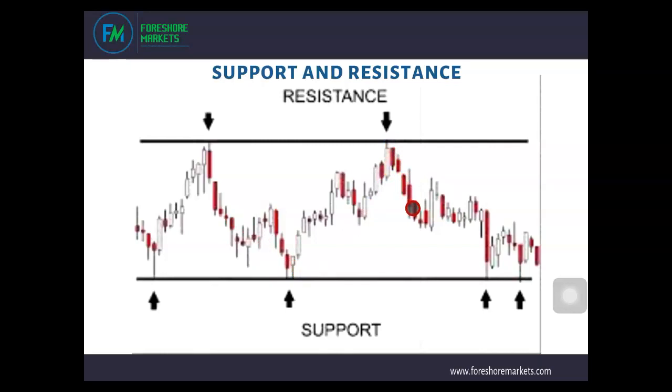To form your resistance, what you simply need to do is join the tops and join the bottoms. Another way for you to get resistance is to join two or more resistances and join two or more supports. So this is your basic concept of support and resistance.